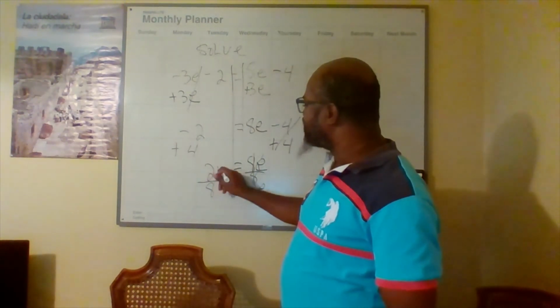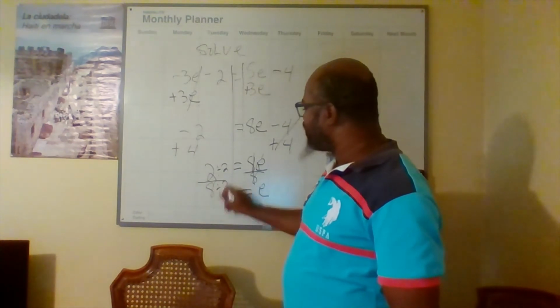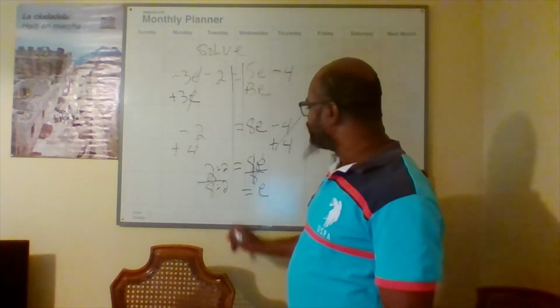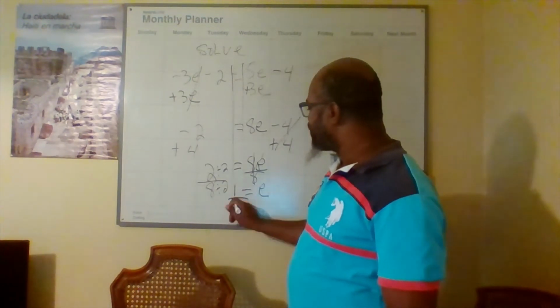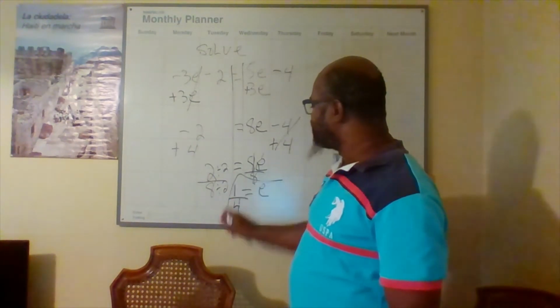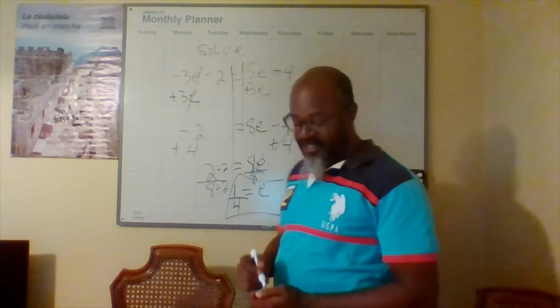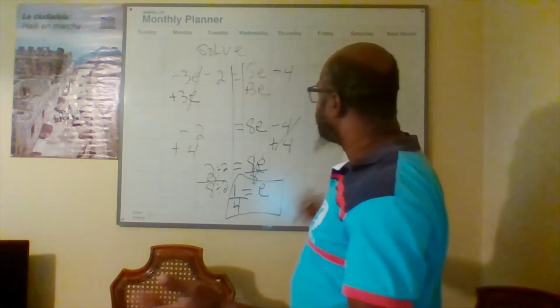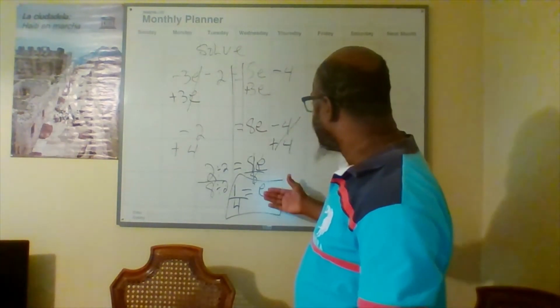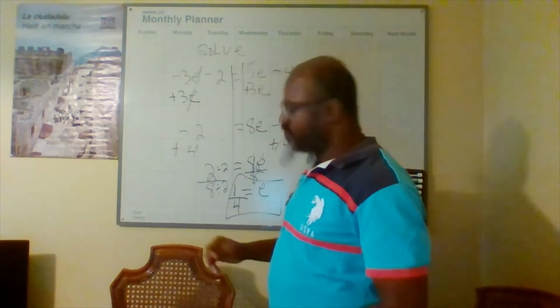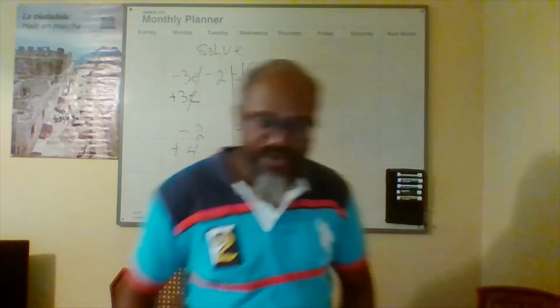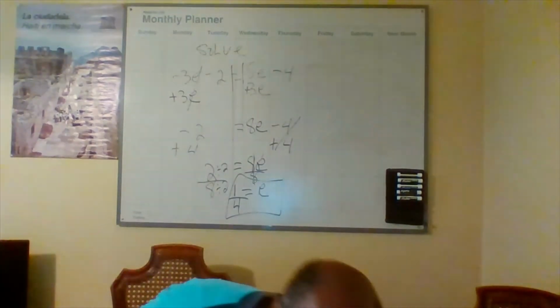If I divide this by 2 and I divide this by 2, I will end up with 2 goes into 2 one time and 2 goes into 8 four times. Then this is my final answer. That's how you solve it. If you want to check it, replace it and evaluate, and both sides need to be equal to each other. That's how you solve.